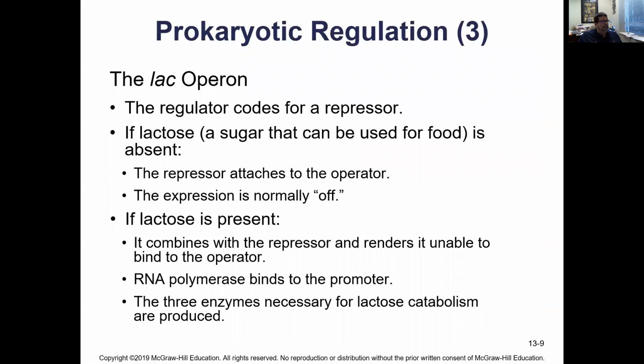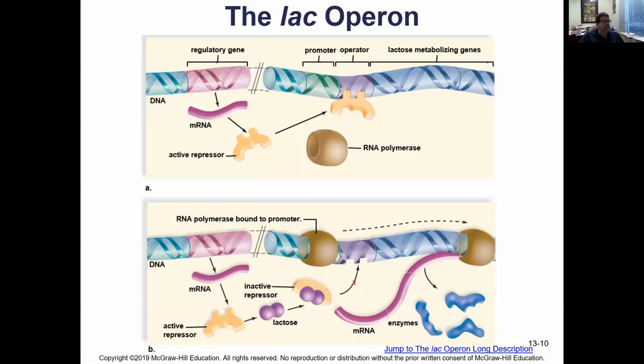So then the other one, the more famous one I'd heard about, was the lac operon. This is one of the first ones, because this one has the regulator coding for a repressor. If lactose, a sugar that can be used for food, is absent, the repressor attaches to the operator and the enzymes to break down lactose are not being made. If lactose is present, it combines with the repressor and renders it unable to bind to the operator. Thereby, RNA polymerase comes in and works. Okay, take a look. This works a little bit opposite.